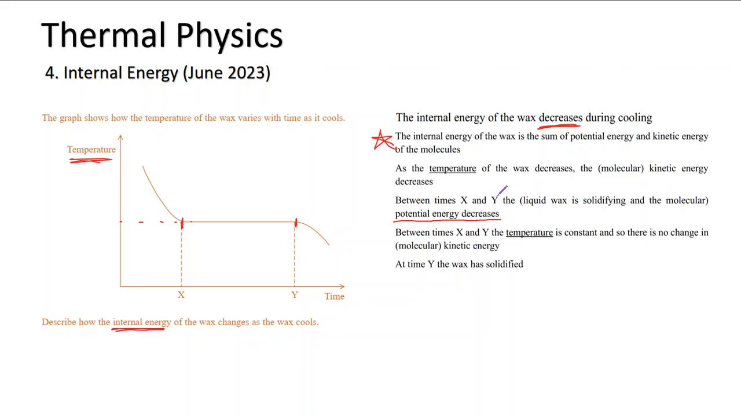I repeat, when something is freezing, molecules are coming together. So that's what decreases the potential energy. And when something is melting, molecules are moving apart. So that's what increases the potential energy. Now, between times X and Y, the temperature is constant. So there is no change in molecular kinetic energy. Like I said before, kinetic energy depends on temperature. If temperature is constant, kinetic energy is also constant. And at Y, the wax has solidified.